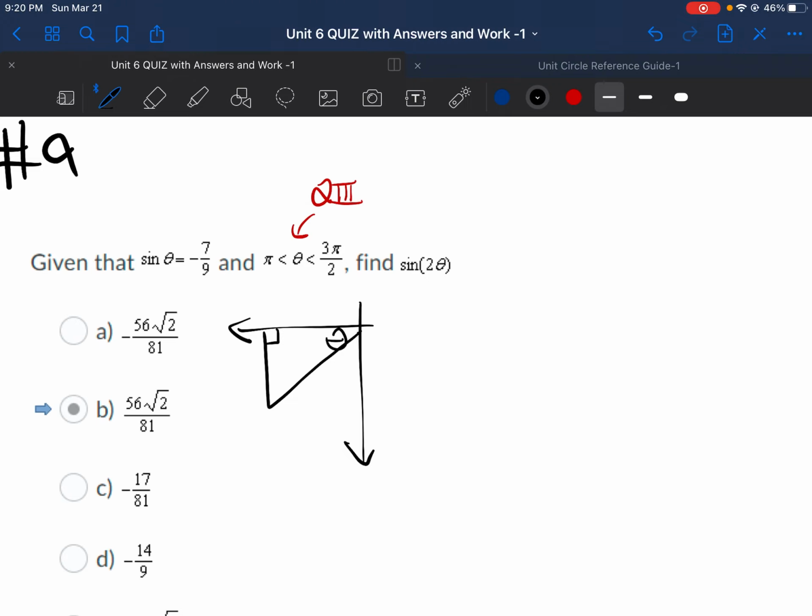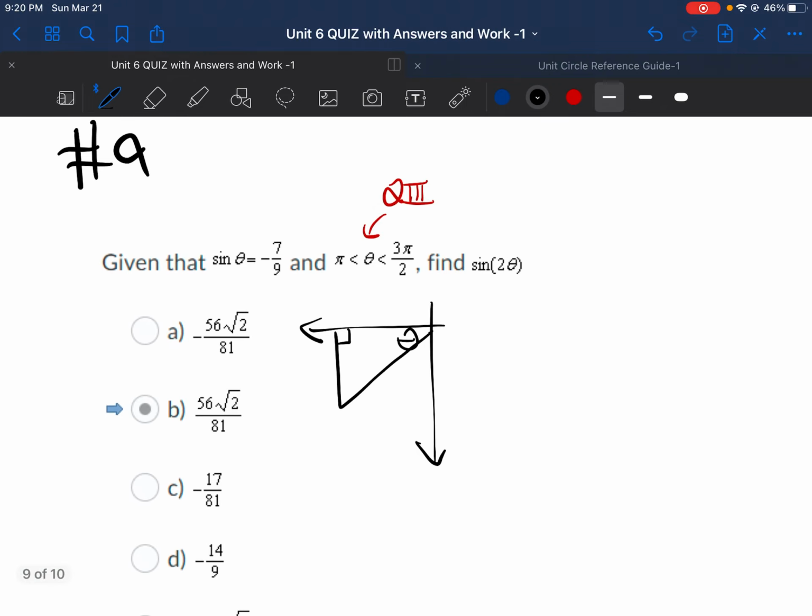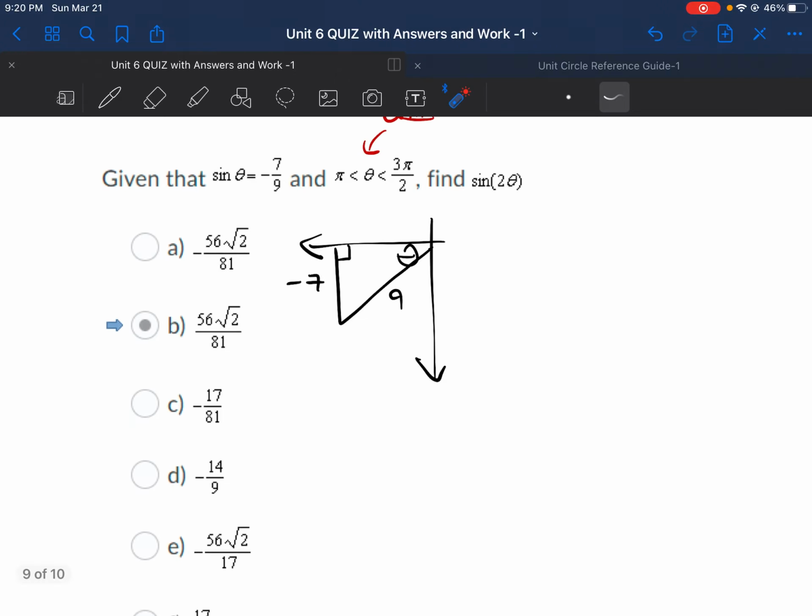And here's theta coming out from the origin. So sine is opposite over hypotenuse: -7 for the opposite, hypotenuse is 9. Notice this has to be negative because I'm on the negative side of the y-axis right here. Let's go ahead and find this leg. We're going to need it for the calculation anyway.